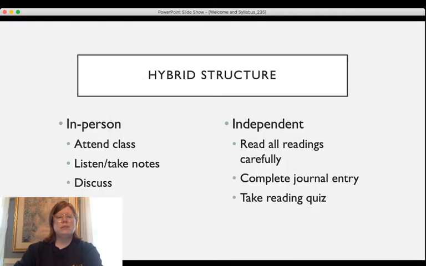This course has a hybrid structure. Once a week, on either Tuesday or Thursday, you will attend class in person, you'll listen and take notes, and you'll actively participate in discussion. On the day you're not in class, either Tuesday or Thursday, I expect you to work independently, to read all readings carefully. You'll complete a journal entry, which we'll discuss in more detail in a moment, and you'll take a reading quiz.